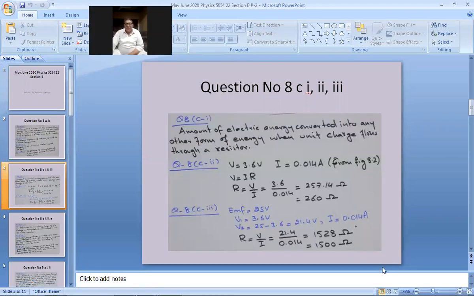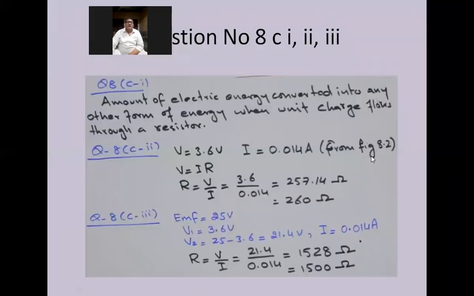So let me show you how I have done. The value of V is 3.6 volt. That's the voltage drop across the thermistor. The amount of current flowing through the thermistor is 0.014 ampere, and this number I have got from that graph, figure 8.2.